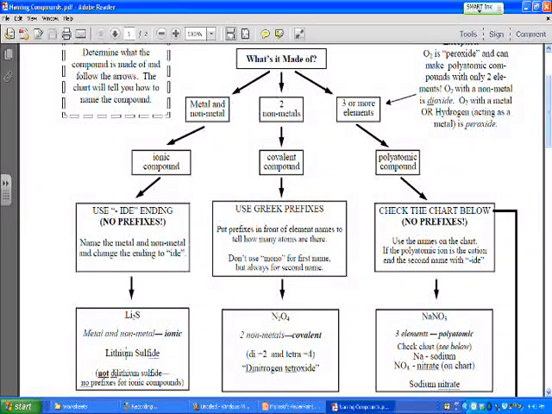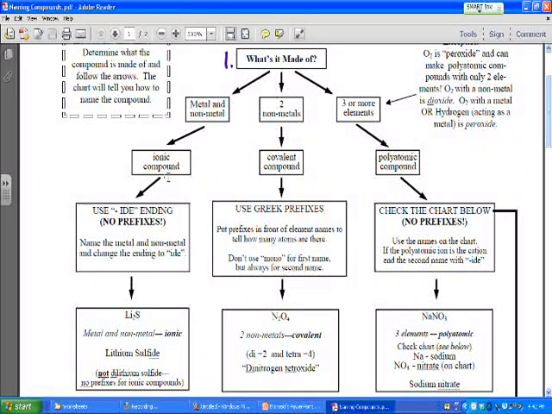So the first question you ask yourself is up here at the top. It tells you to ask, what's it made of? So this is your first step. Number one is ask yourself, what's it made of? Then you determine, is it a metal and a nonmetal? Are they two nonmetals? Or is it three or more elements? Those three things will tell you which type of compound it is. If it's a metal and a nonmetal, let's move this direction and follow the arrows. If it's a metal and nonmetal, we know we have an ionic compound.